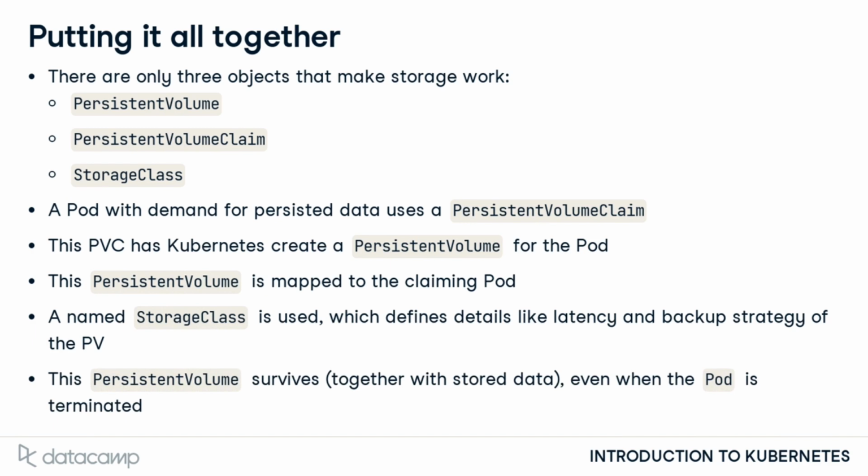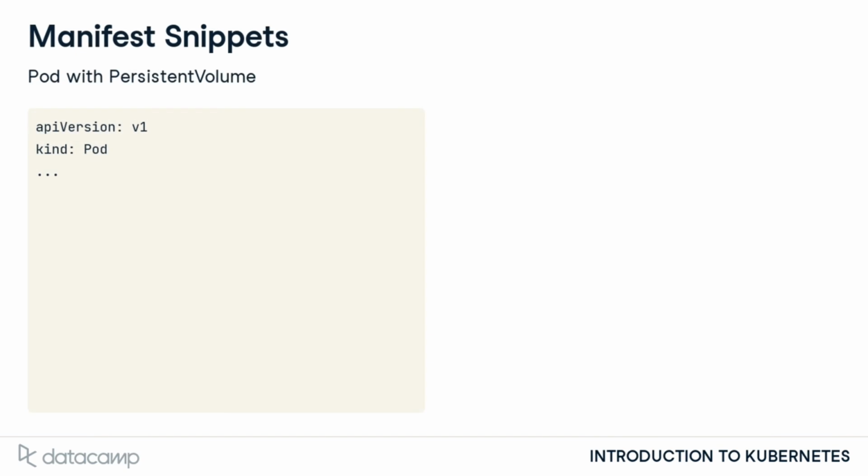Most importantly, this persistent volume survives even when the claiming pod is terminated or restarted. When restarted, the same existing PV will be bound to the pod again, and hence no data is lost. Let us dissect some manifest snippets.